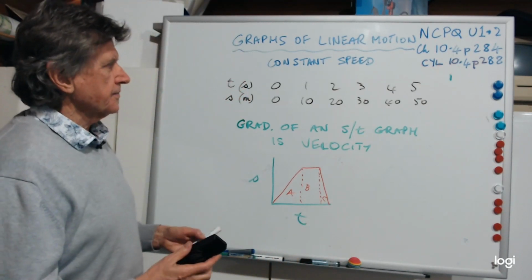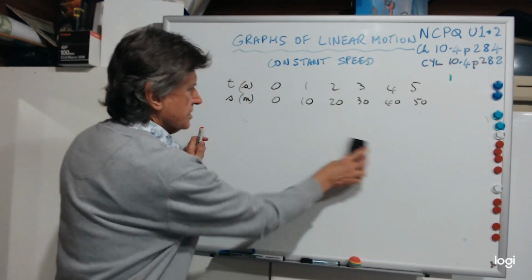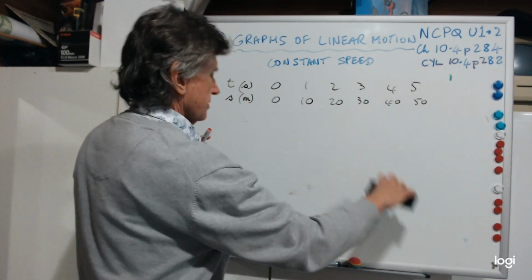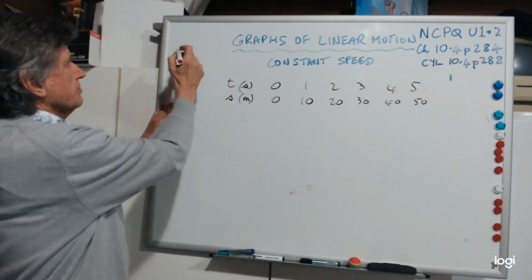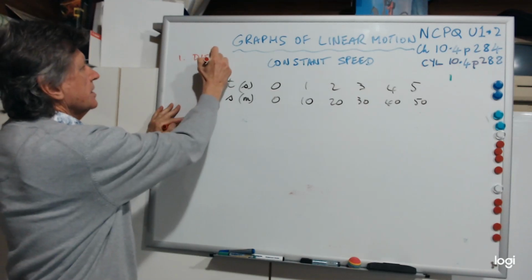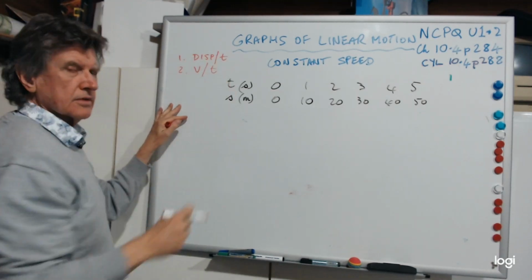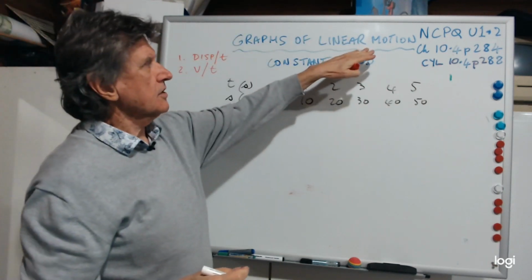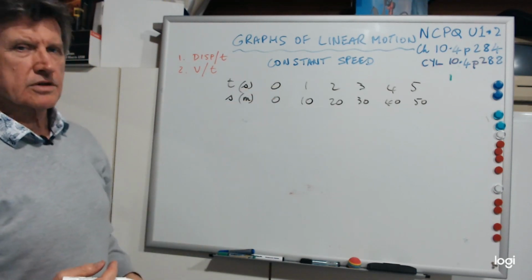Look, if I said to you, let's do, that was displacement time. Let's now do, look, I'll put it here. One was displacement time. The second one is going to be velocity time. So I'm going to look at a graph of constant motion. It's still going to be constant speed, but I'm going to look at the velocity.